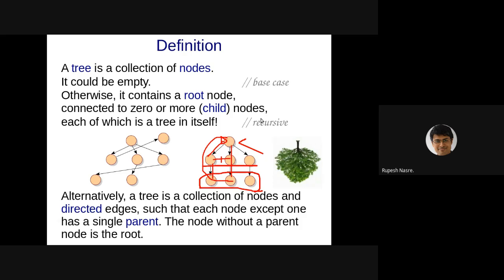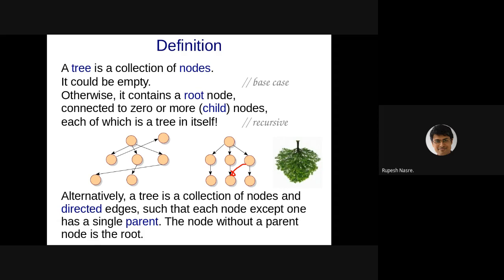Let me just remove this. For example, I can add this edge. That is not going to create a cycle, right? This is actually called a DAG, directed acyclic graph. This is not a tree, it's a specialized form of a graph, right? Okay, so that is one thing which I wanted to discuss.